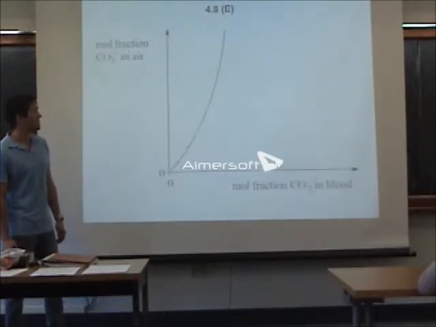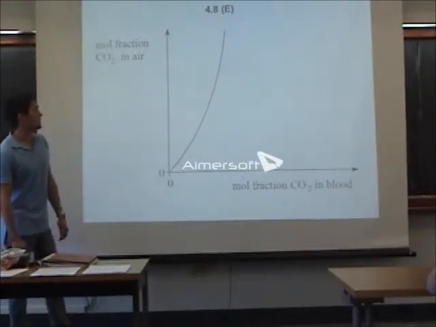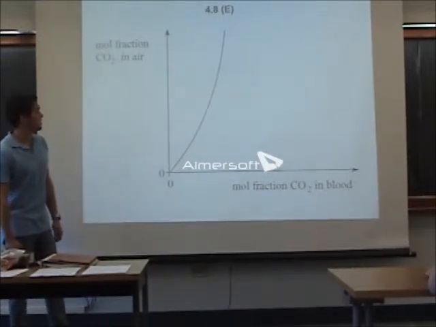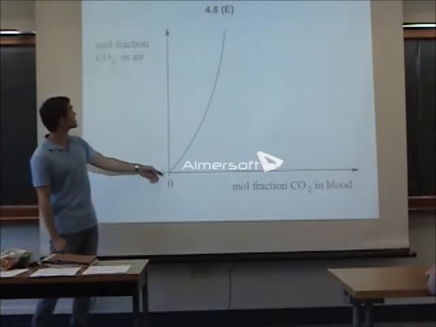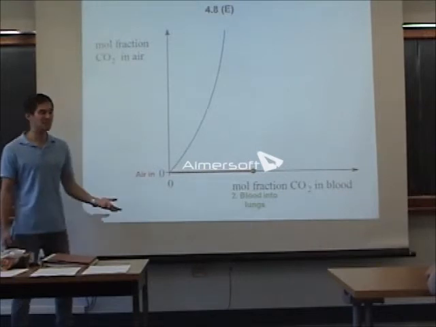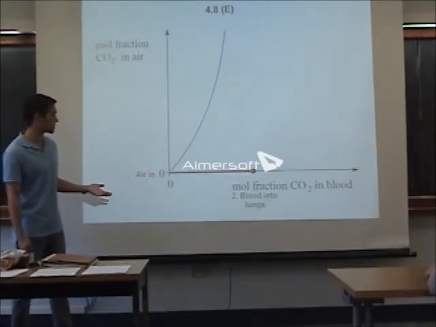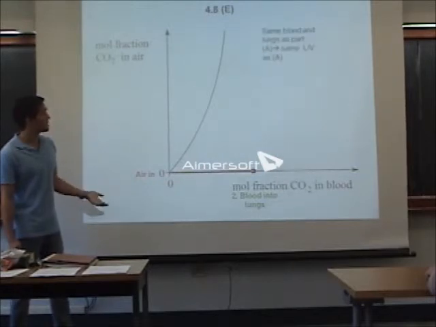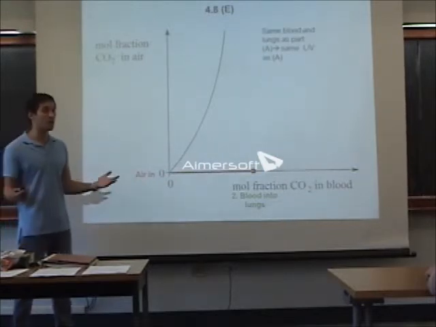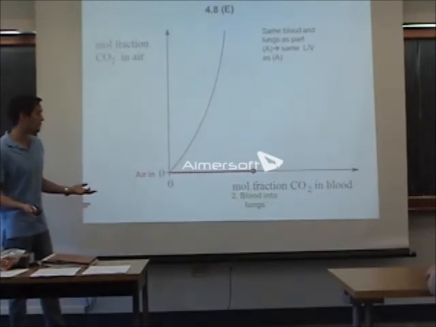All right. Part E. Now we're looking at CO2 in the blood instead of oxygen. So where's CO2 coming in going to be? Zero. They estimate at the beginning that air in has around 0% mole fraction CO2. The same blood and the same airflow rate as in part A. So you're going to have the same L over V.